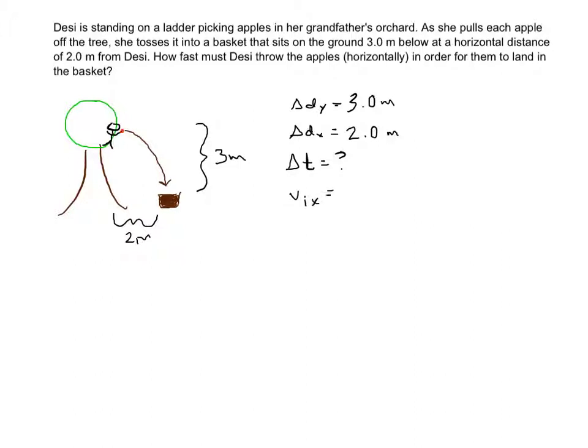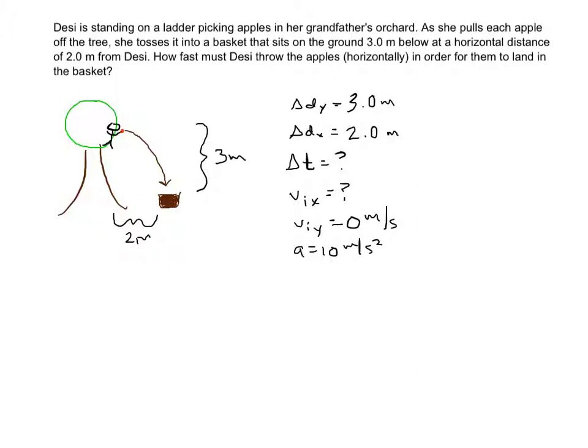Initial velocity in the x direction, that's what we're looking for. That's how fast must she throw the apples horizontally. Initial velocity in the y direction, that one's 0, so that one's a little bit easier. And then we also know that the acceleration of those apples is going to be 10 meters per second squared down. So there's what we know.